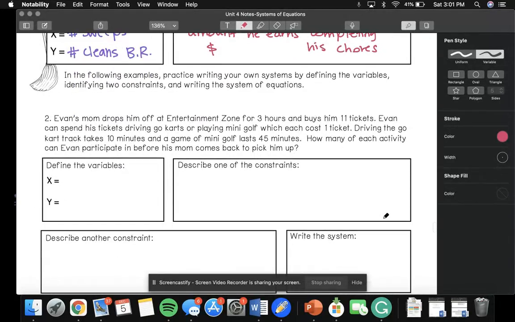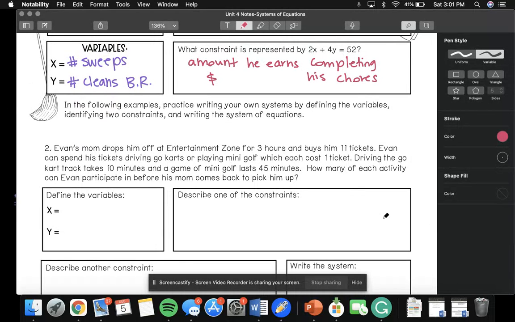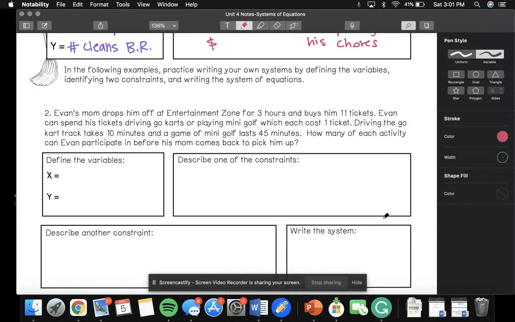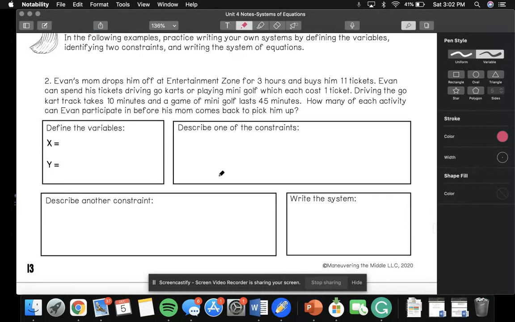Okay, so now what we're going to do is hopefully be able to now write an equation kind of using a similar concept. So Evan's mom drops him off at Entertainment Zone for 3 hours and buys him 11 tickets. Evan can spend his tickets driving go-karts or playing mini golf, which each cost 1 ticket. Driving the go-kart takes 10 minutes, and a game of mini golf lasts 45 minutes. How many of each activity can Evan participate in before his mom comes back to pick him up?